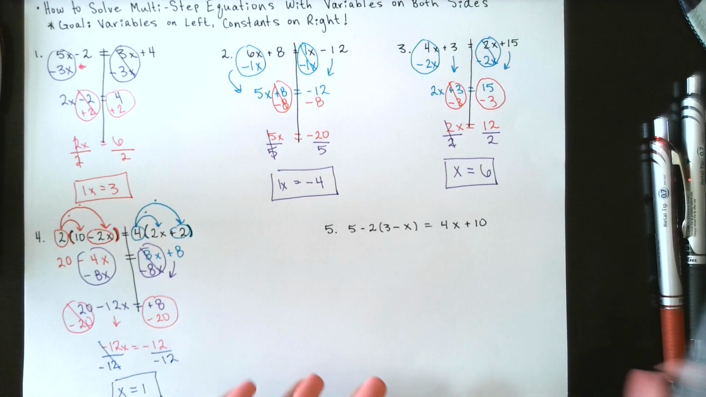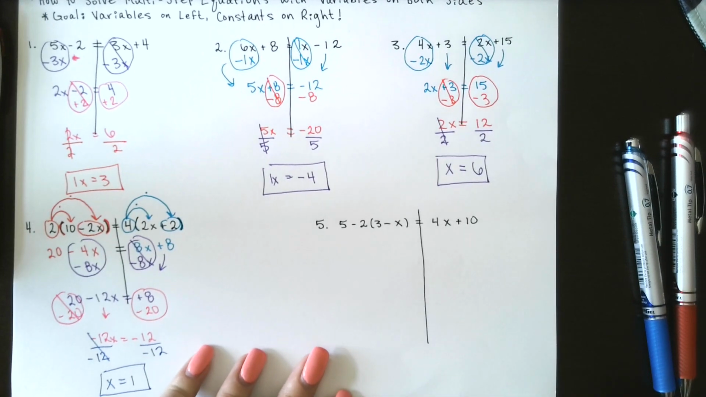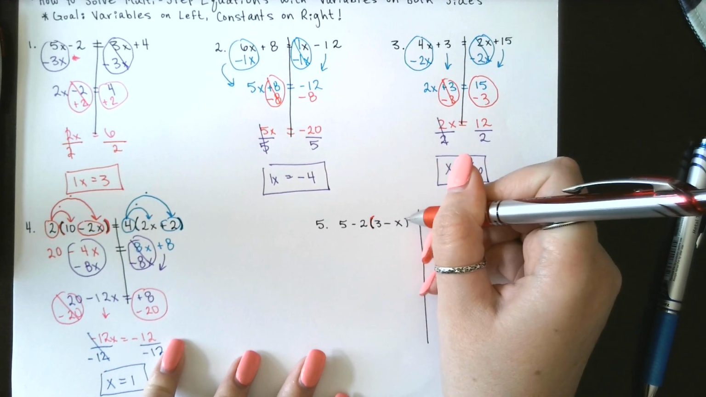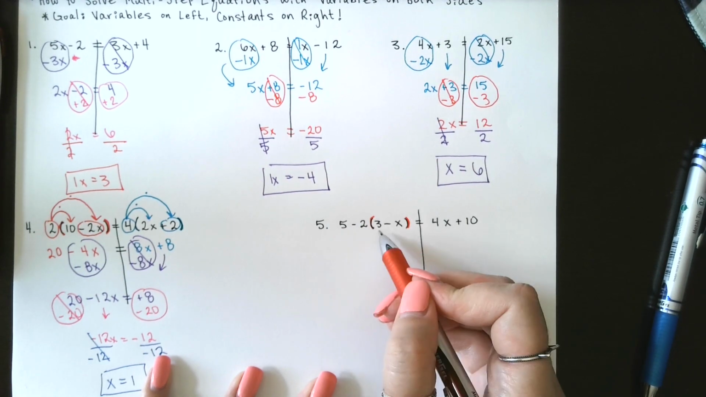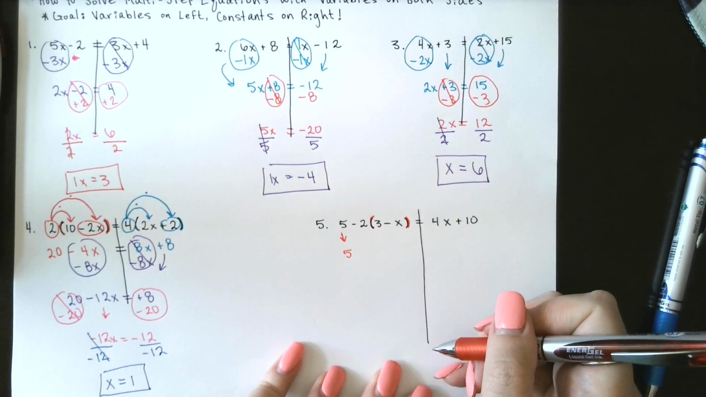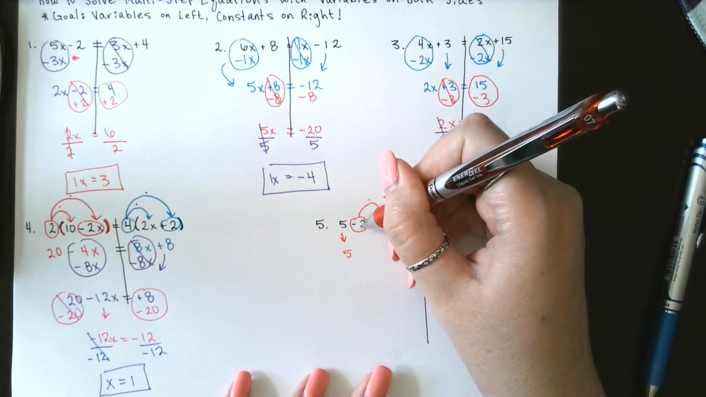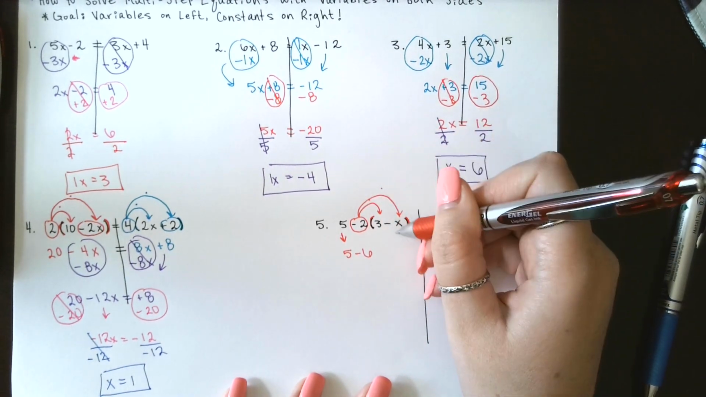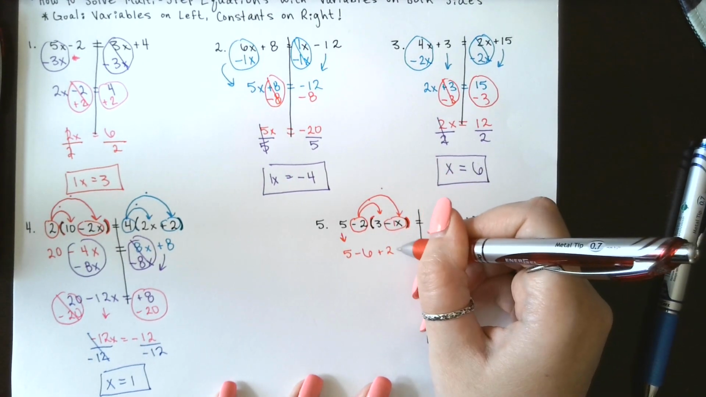Let's do number 5. Number 5 is slightly different from number 4, because when I look at my parentheses, I notice that there is a number stuck to it. It's negative 2. But there's this extra number out here. Well, since it's not stuck to the parentheses, I'm simply going to bring it down. We're not going to do anything with it yet. But I am going to take the negative 2 and distribute. Negative 2 times 3 is negative 6. And negative 2 times negative x, well, that's negative 1x, is going to give us positive 2x.